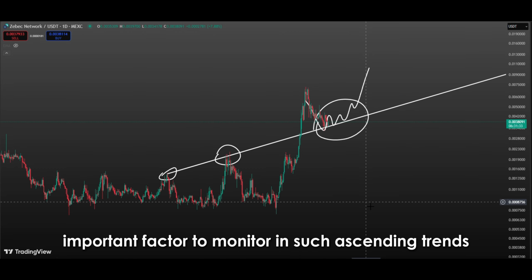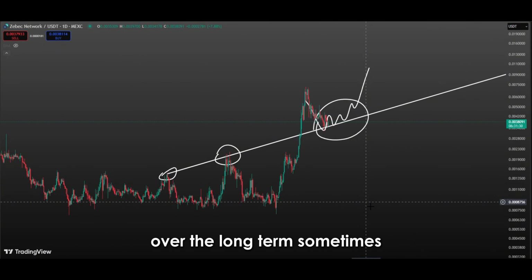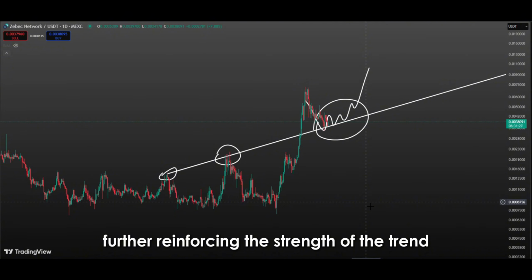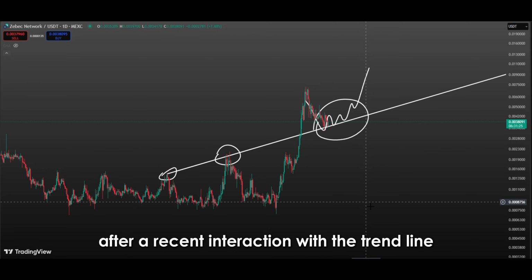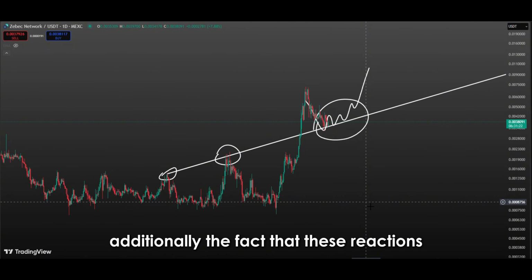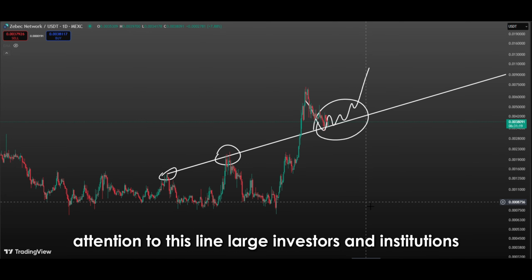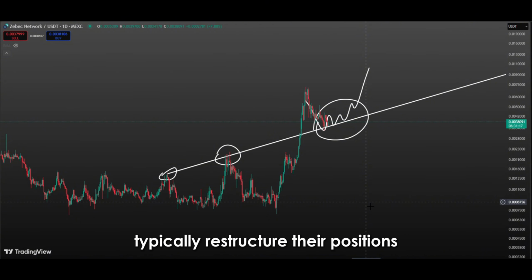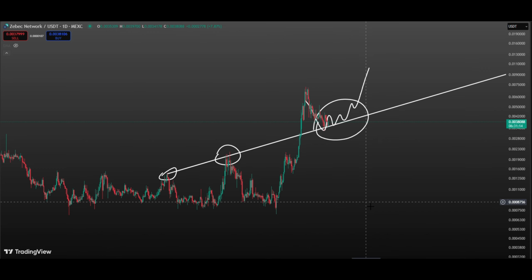Another important factor to monitor in such ascending trends is whether the price continues to respect this line over the long term. Sometimes price will touch this line multiple times and bounce each time, further reinforcing the strength of the trend. In the current outlook, it appears the price moved upward after a recent interaction with the trend line, which strengthens the possibility of a continued trend. Additionally, the fact that these reactions come with increased volume suggests that major players in the market are also paying attention to this line. Large investors and institutions typically restructure their positions at such technical levels, which leads to more stable and sustainable uptrends.